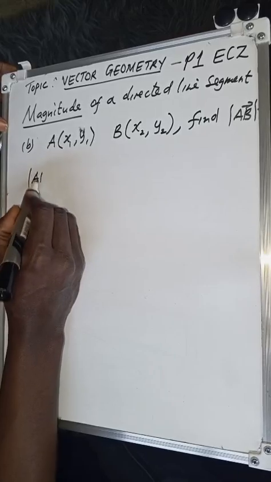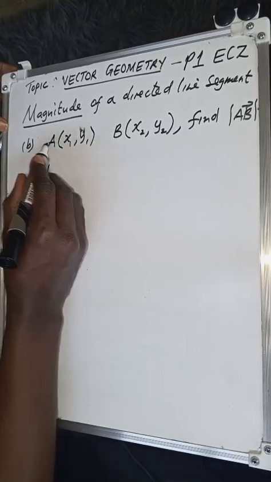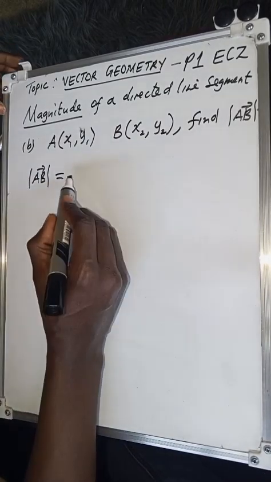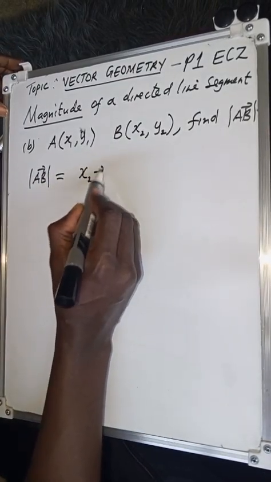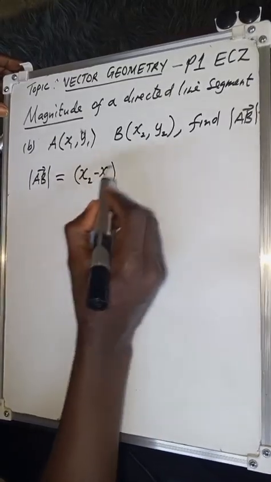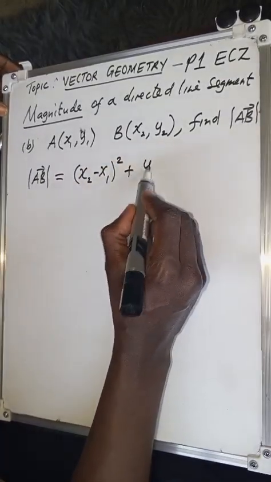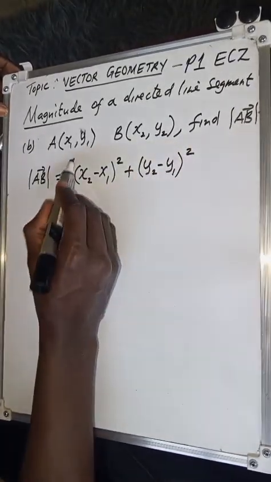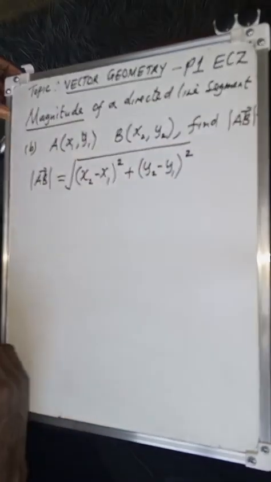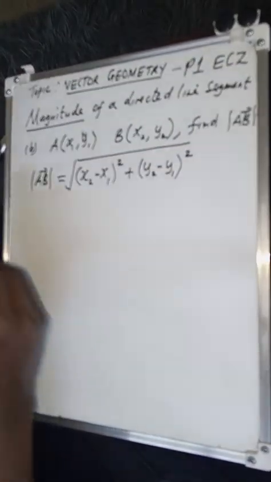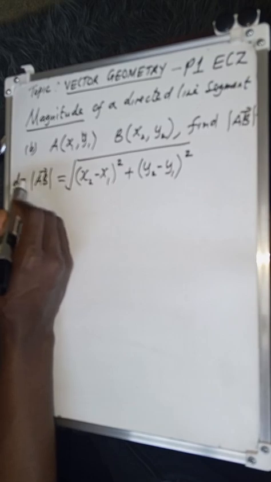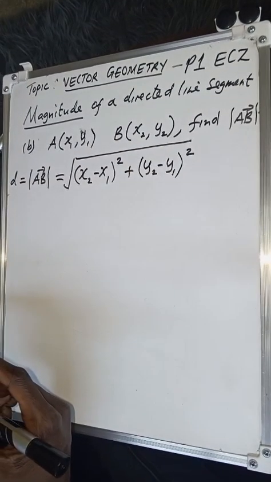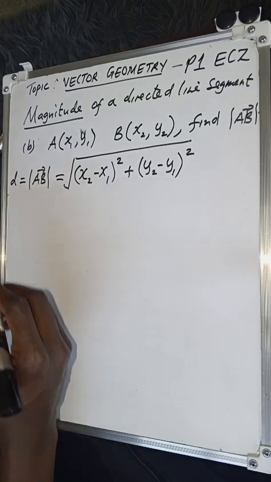Well, when you have been taught to find the magnitude of the point from A to B, we use the distance formula under coordinate geometry. So it is x2 minus x1, whatever you have, you raise it to the power 2, plus y2 minus y1 and everything raised to the power 2. But all this, you're supposed to find the square root of that. So that's the formula that we use. We use the distance formula in coordinate geometry in order to find the magnitude of such a directed line segment. Let me give you an example.